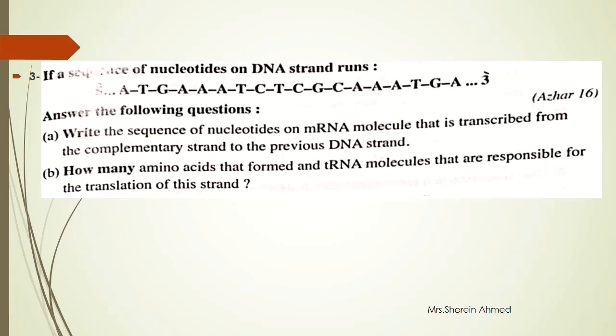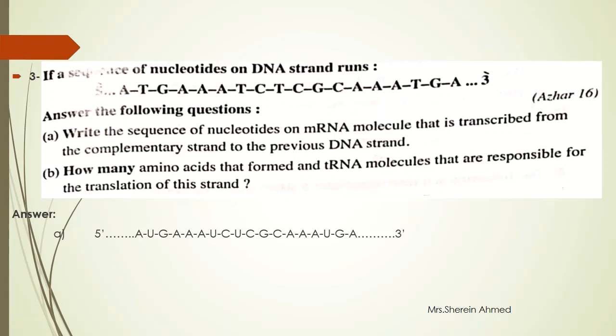If a sequence of nucleotides on a DNA strand runs as the following. Number 1, write the sequence on messenger RNA. You should pay attention that it starts from 5', so we cannot transcribe messenger RNA from it. So we are going to write the complementary DNA strand, then the messenger RNA will be as the following.